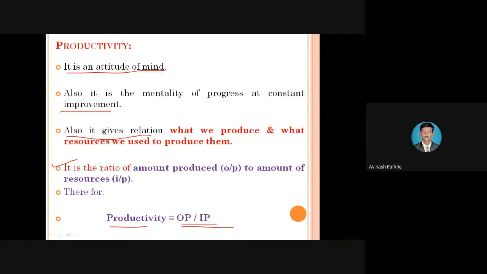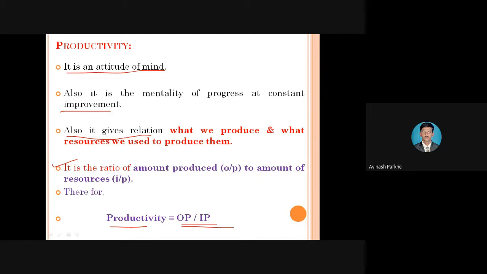Input means which are the input parameters? Man, machine, material, energy, knowledge, information, your capital investment, and some other factors. These are the input parameters. That means so many input parameters are there, but there is only one output. Which is the output? Your finished product or finished goods. If I control all the input parameters, and from that minimum number of input parameters, I finish my product in a minimum number of resources, automatically your productivity goes on increasing. Therefore, productivity is directly proportional to your output parameters.